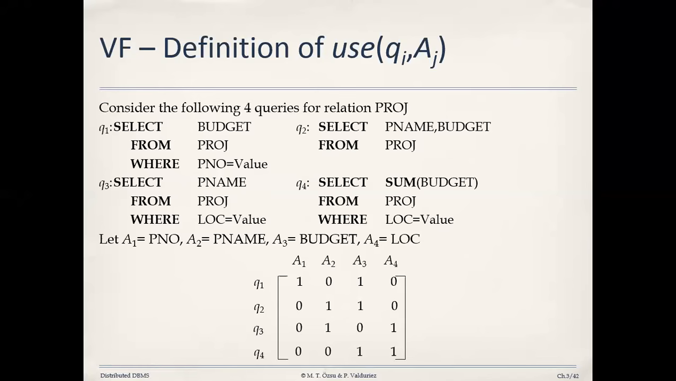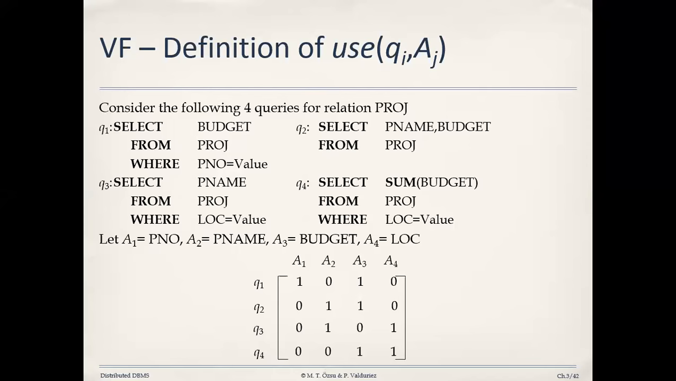Now, for that purpose, let's consider four queries. As you can see, there are four queries: Q1, Q2, Q3 and Q4. Select budget from project where P number is equal to a given value. Select P name from project. Select P name and budget from project. And select sum of project budget from project where location is equal to a value. So how many attributes are there? There are four attributes in the project table, so we consider all of them. A1 is P number, A2 is P name, A3 is budget, and A4 is LOC, which is short for location.